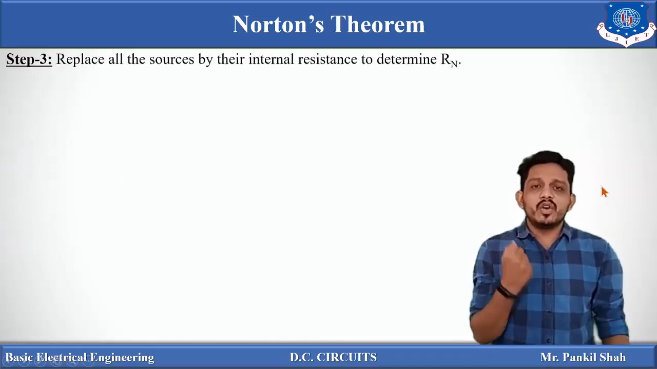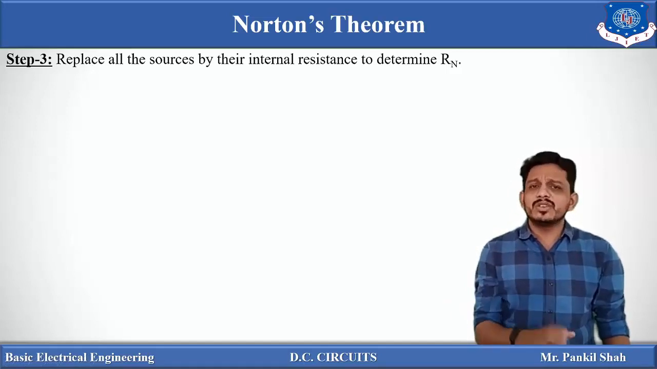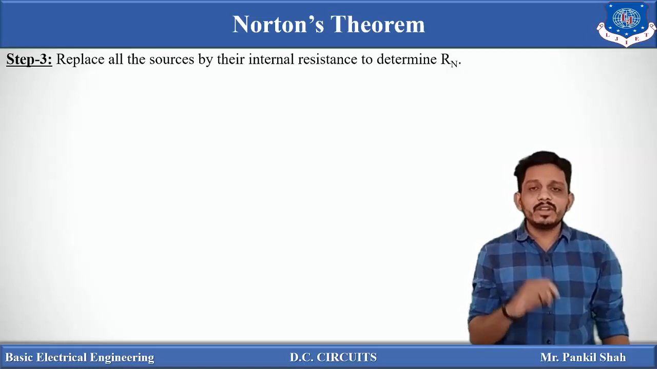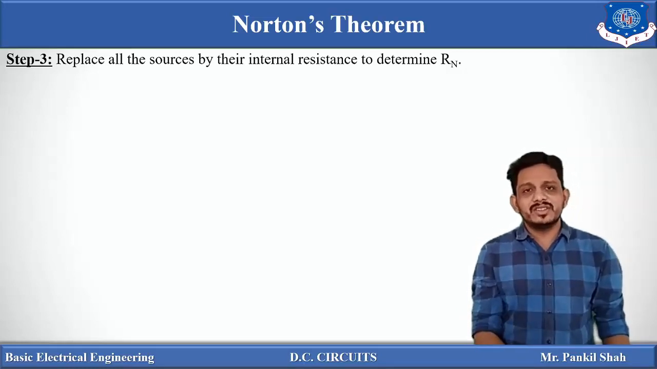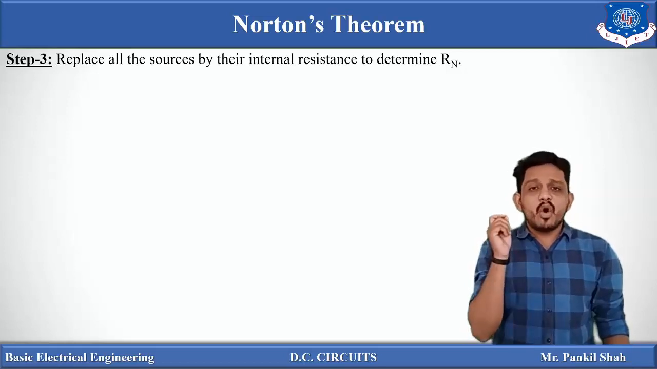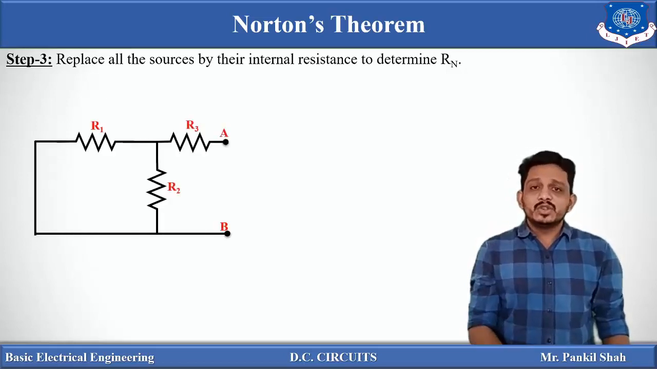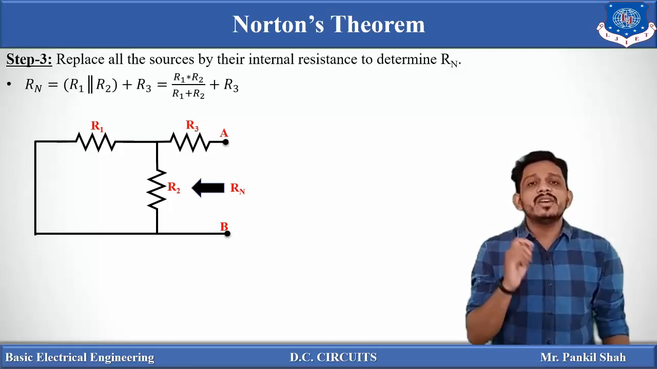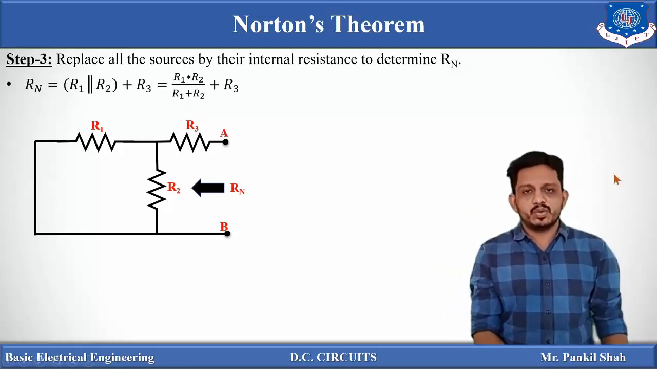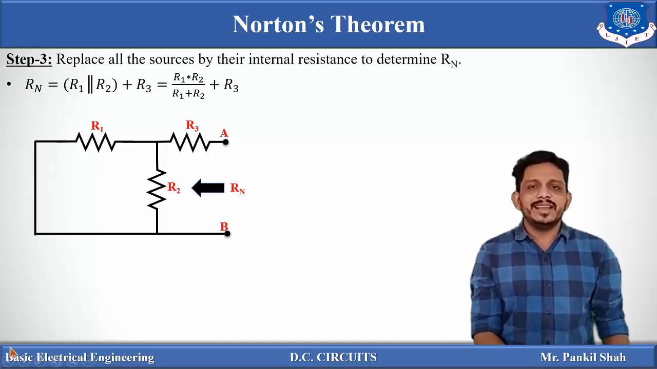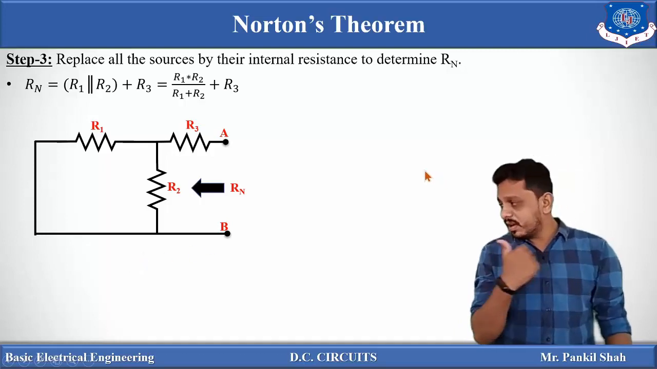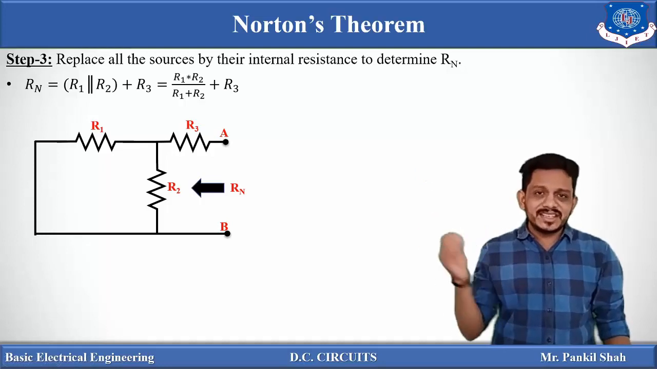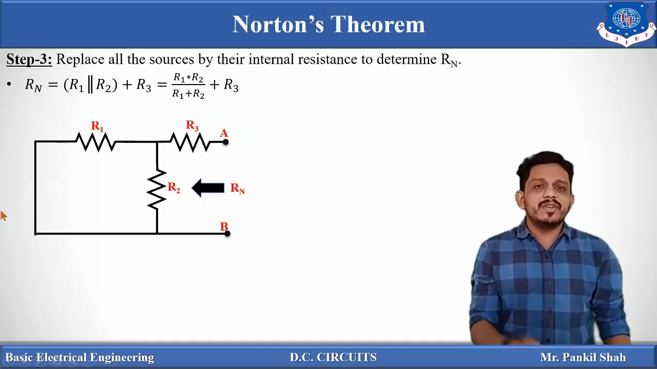Now let's talk about the Norton's resistance, or you can say Thevenin's resistance, because both steps are the same. Remember that to find the Thevenin's or Norton's resistance, we have to remove all the sources connected in the given diagram. In the given diagram there was a voltage source, so we replace that voltage source with a short circuit. Now in the diagram we have three resistances: R1 here, R2 here, and R3 here. You have to find the equivalent resistance of this network as seen from terminal AB, solving it from the opposite side.